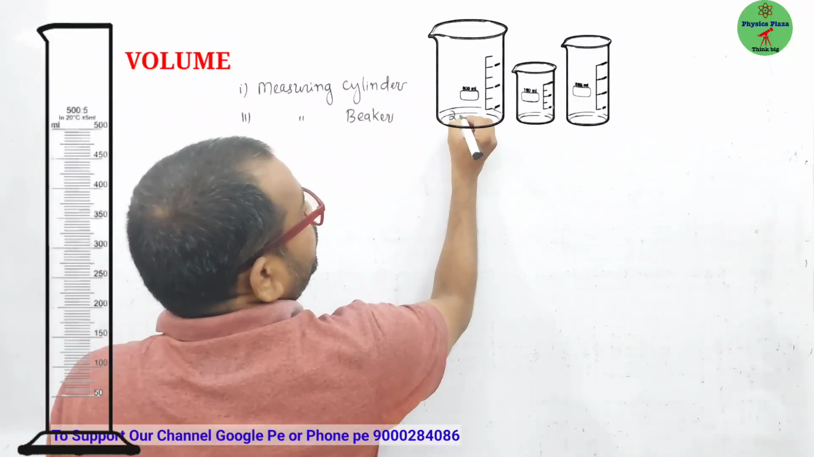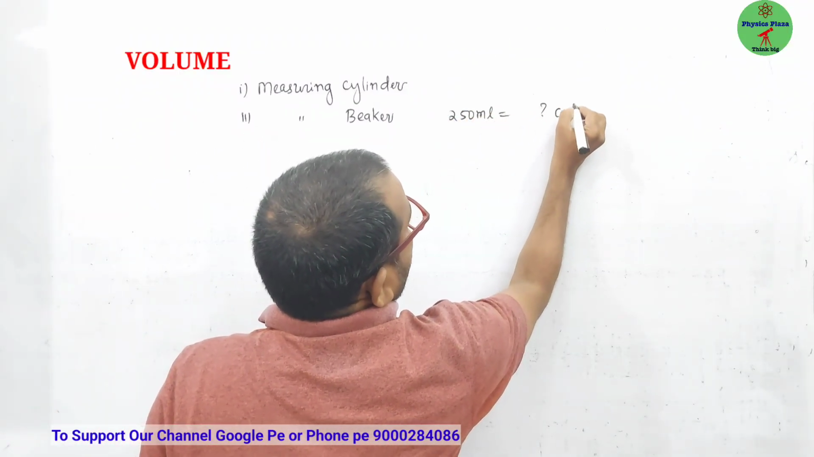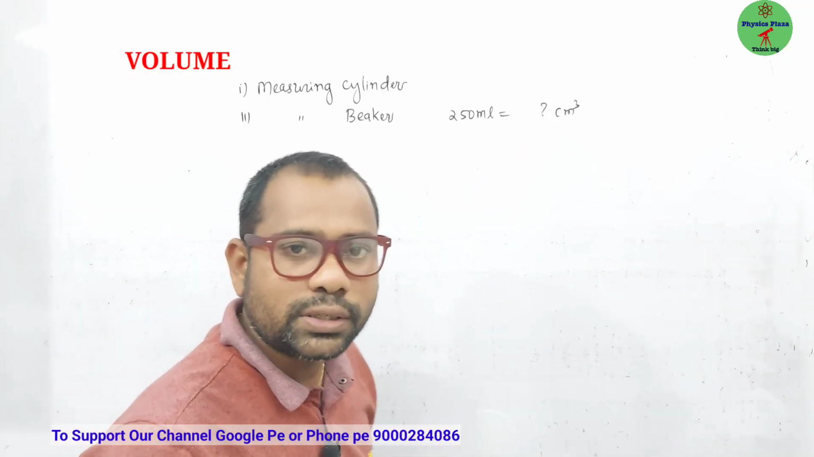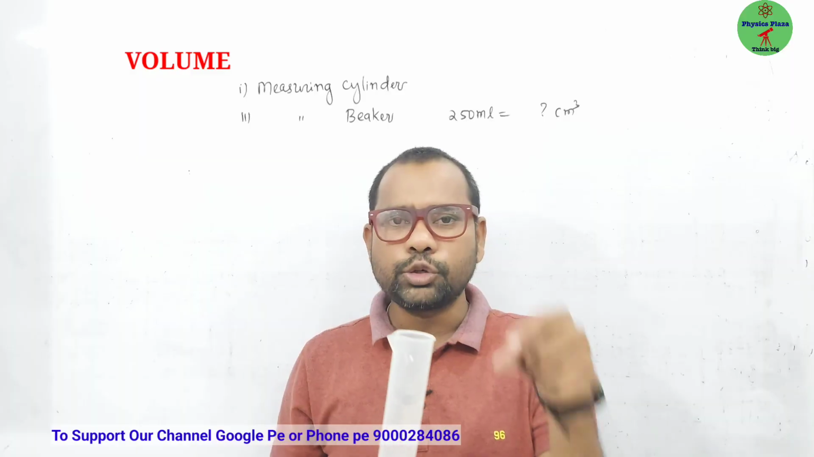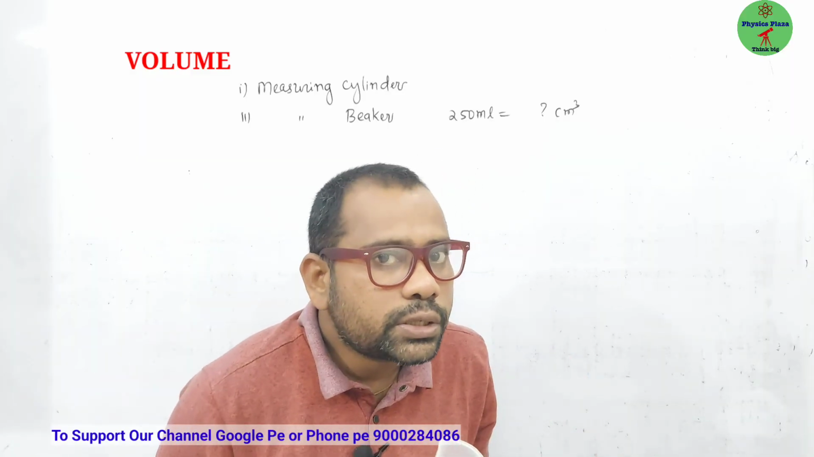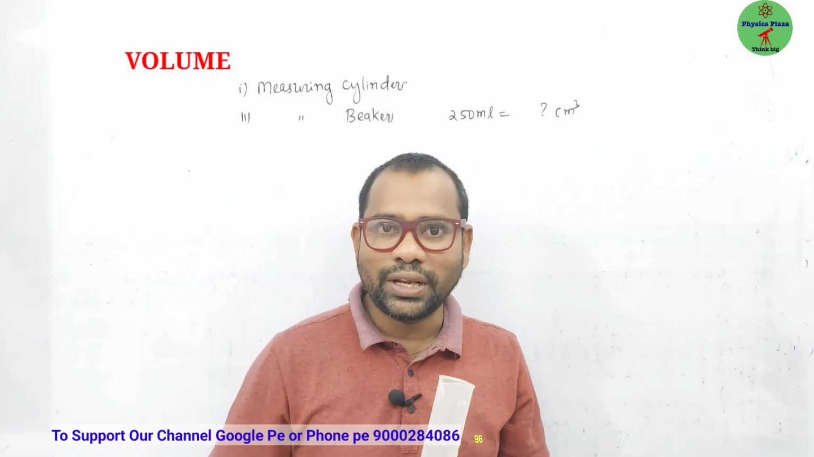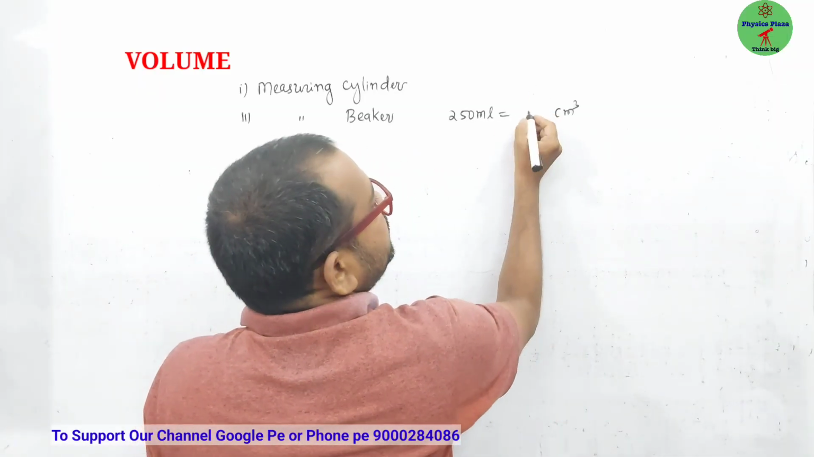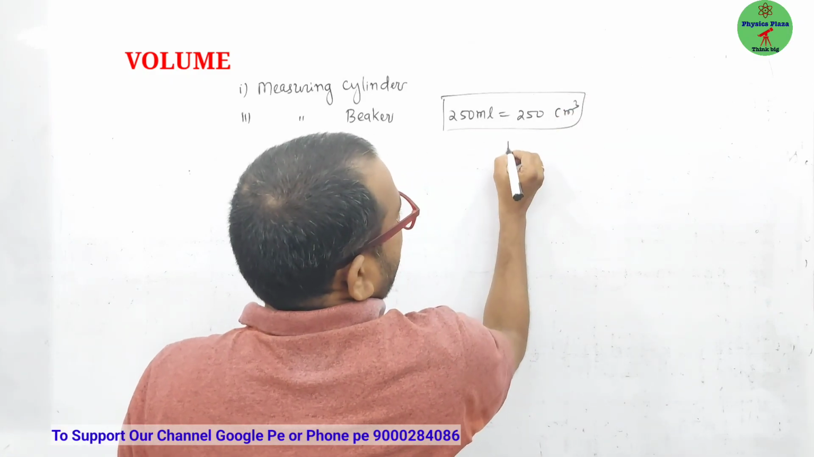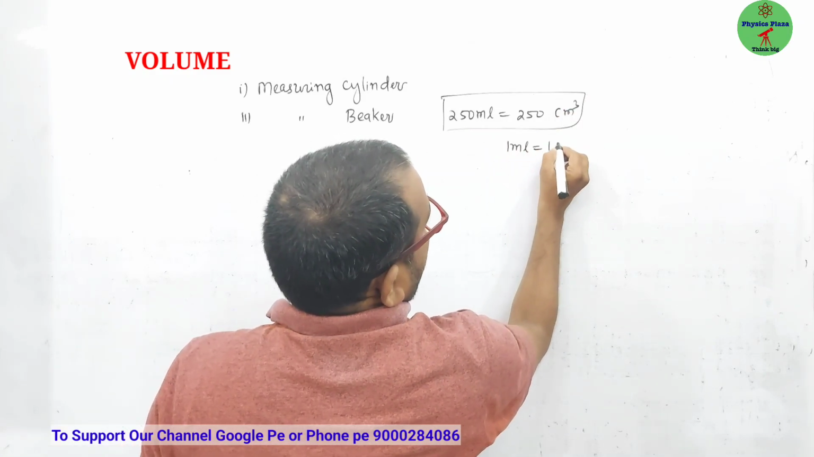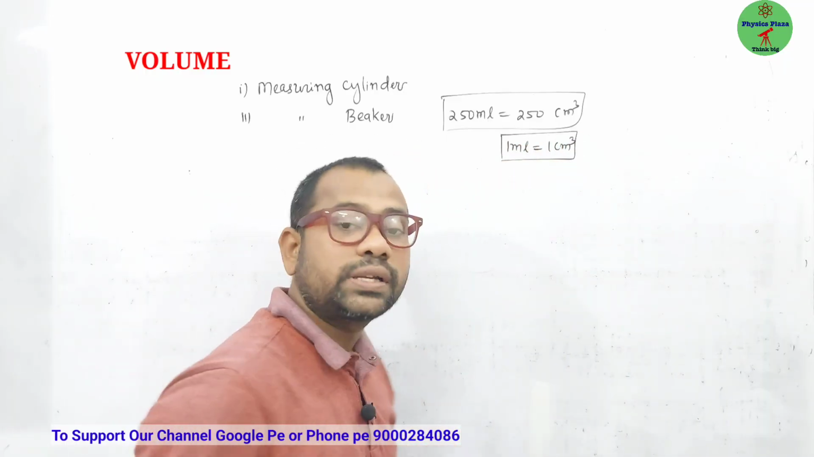Children, can you please tell me, 250 ml is equal to how many centimeter cubes? Come on, pause the video and comment your answer. I'm asking you to do the conversion from milliliter to centimeter cube. Got the answer? Yes, it is 250 centimeter cube, because 1 milliliter is equal to 1 centimeter cube.